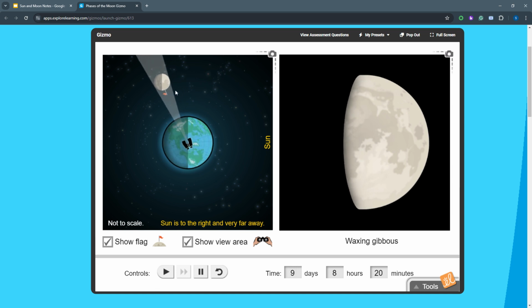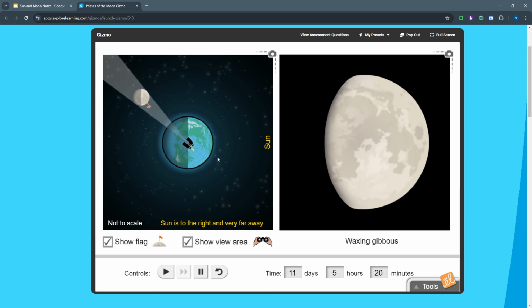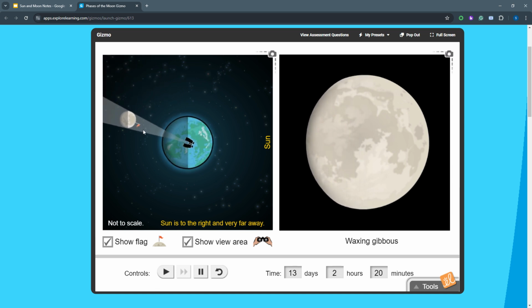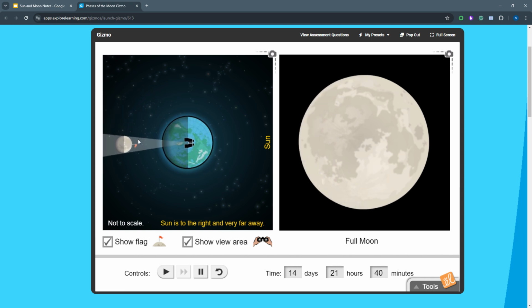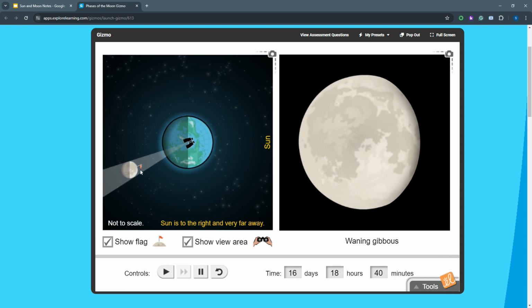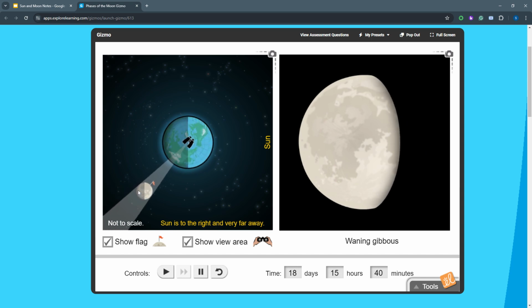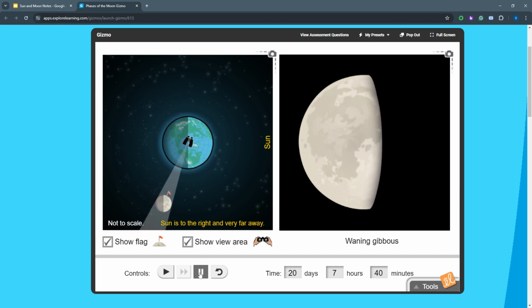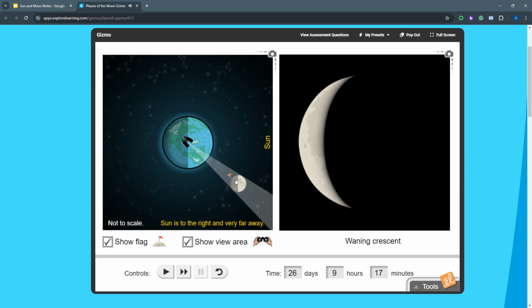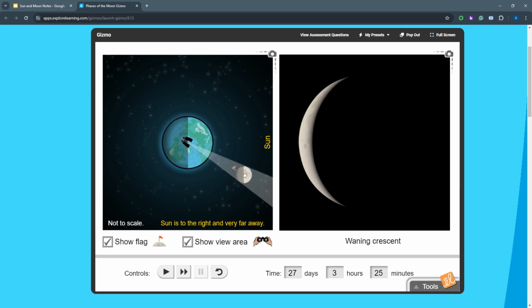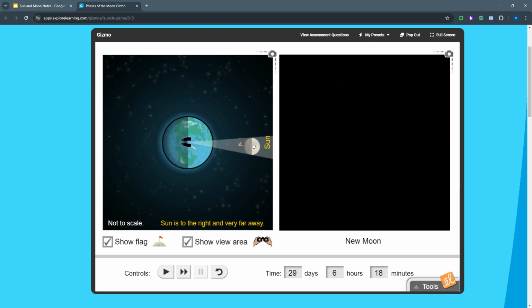But for now, we're noticing that no matter what, as the moon is revolving around the Earth, we're always seeing this flag side of the moon, this one side of the moon, and we're not really seeing the other side of the moon at all. And let me show you why. As the moon is revolving, we're still seeing this red flag, and here's why.